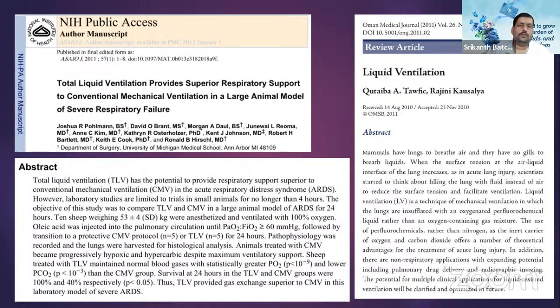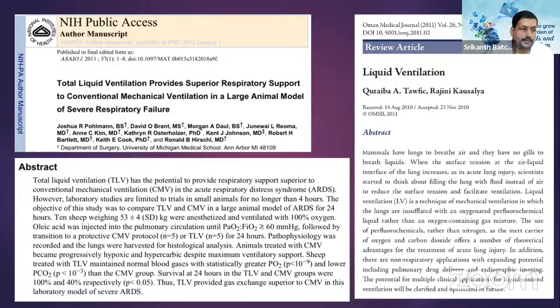So when they looked, only two substances met all these criteria. One is perfluorocarbon and the second one is silicone oils. Silicone oils are highly toxic to the human body and even to the experimental animals. So the only option left is perfluorocarbon.